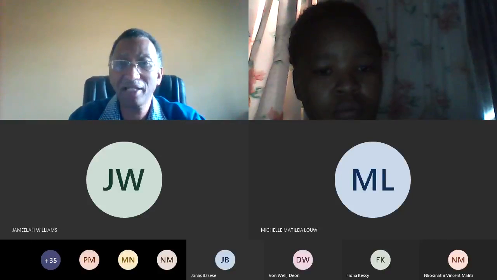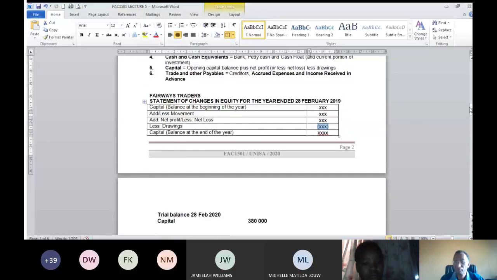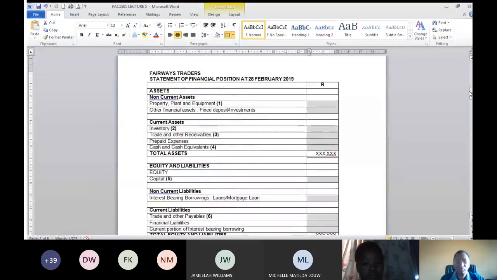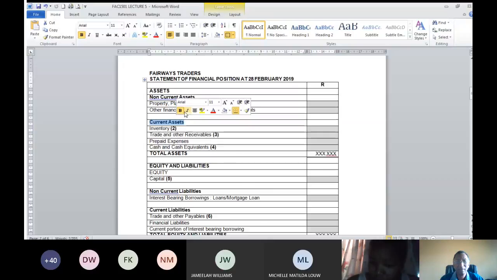Just to get back once again, guys, to the format of your statement of financial position, I'm referring you once again to page 2 of your notes. So when we talk about our statement of financial position, guys, the format, the top part is our assets. Under our assets, remember, we get two kinds of assets. We get non-current assets and we get current assets.